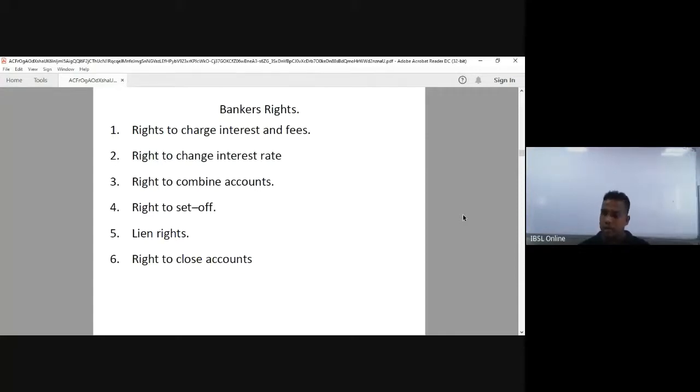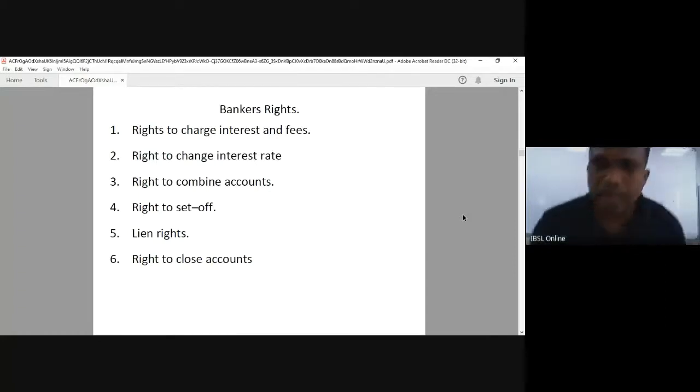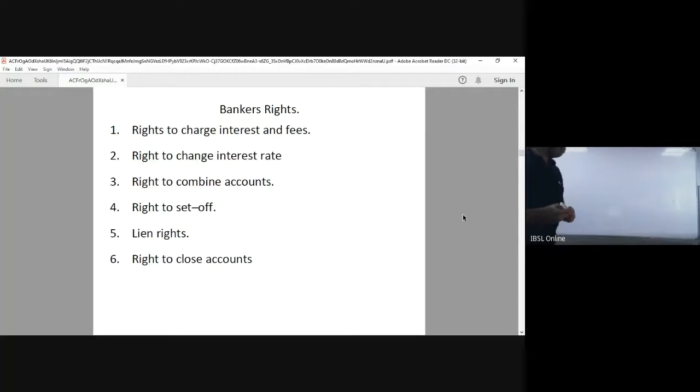That is number 2. Number 3, right to combine accounts. So what do you mean by combining of accounts? I will explain this with an example. We say we have a customer.